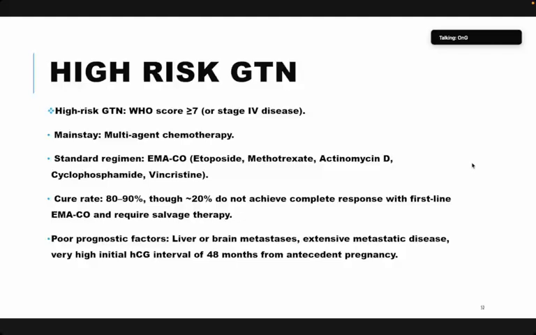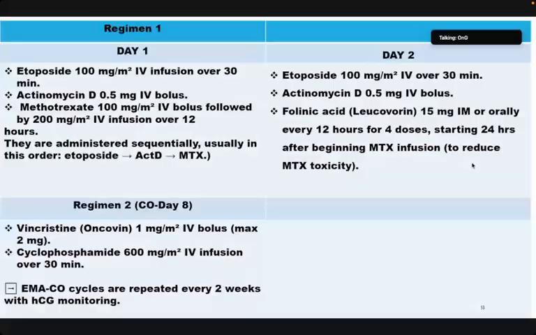Some of the poor prognostic features with high-risk GTN are brain mets, a very high initial HCG, or an antecedent pregnancy of more than 48 months. Now, this is the regimen that is often used. You don't give it all at once. On day 1 and 2, you give the EMA part of the EMA-CO, and then on day 8, you give the CO, which is your vincristine and cyclophosphamide. This is to not cause bone marrow suppression when given at once.